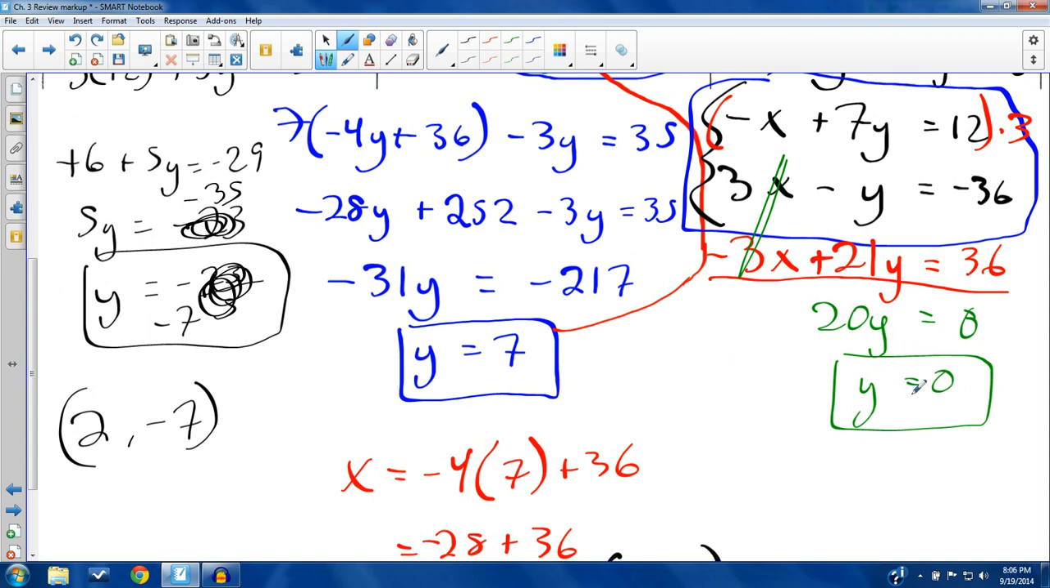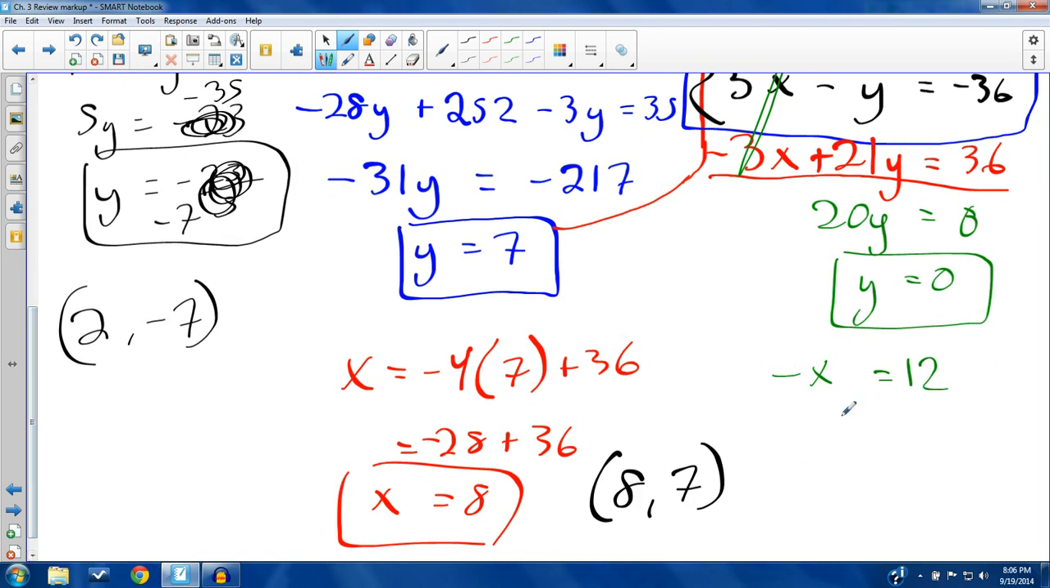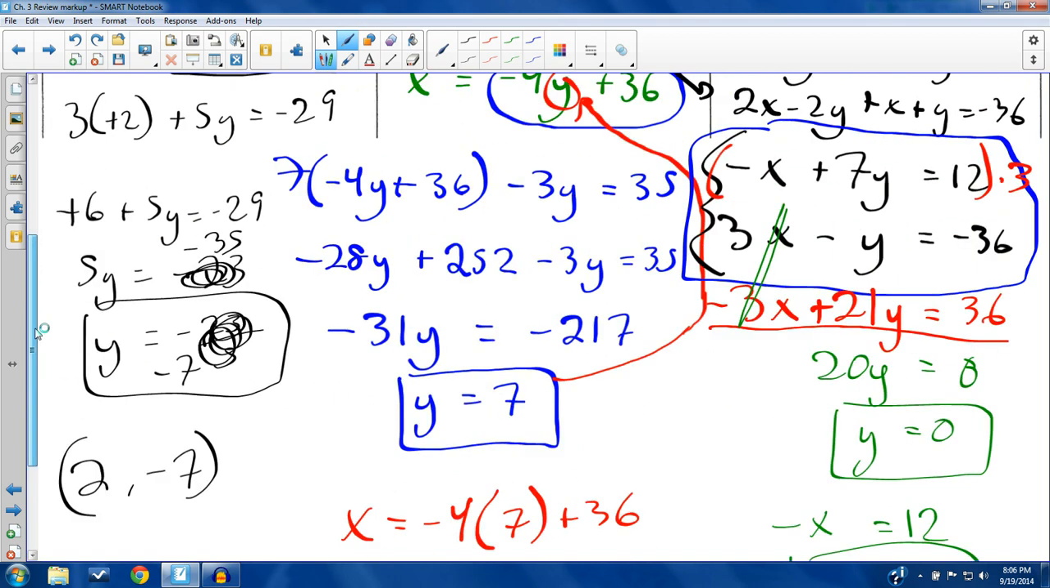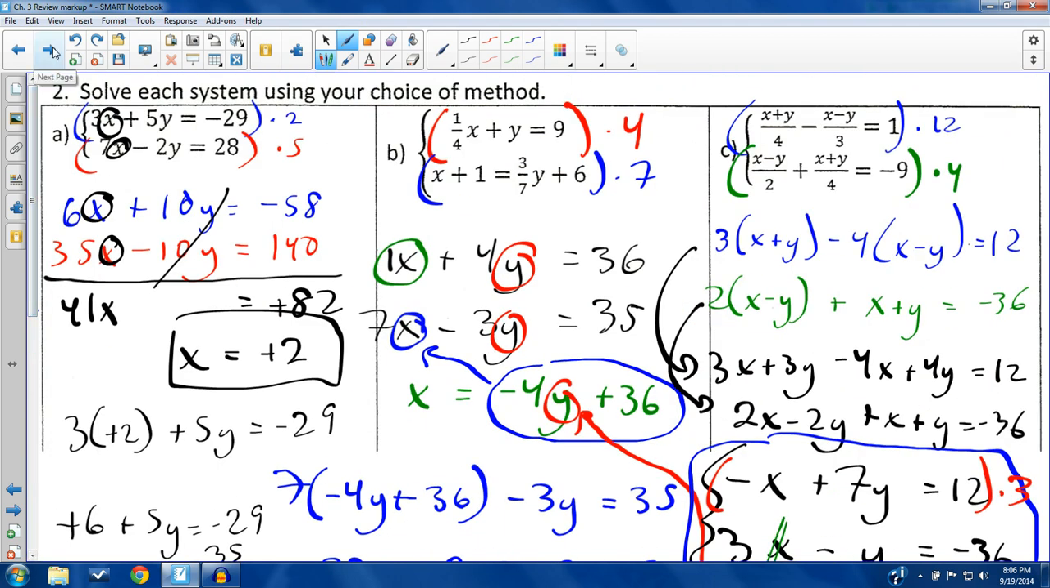Now I can use that and substitute 0 into any equation. I'll just do it in the first one here. If negative x plus 0 is 12, just in case you don't know how this works, if the opposite of x is 12, then x is the opposite of 12, which is negative 12. So x is negative 12, and your solution set, therefore, is negative 12, 0, that one ordered pair. All right? So we solved for all three of these guys. This was only two equations and two unknowns. We have a lot more to go here.